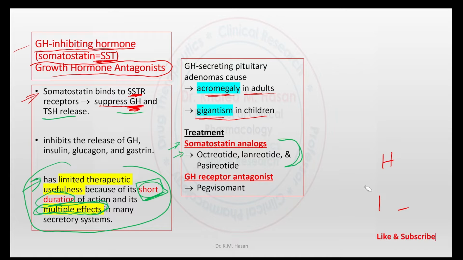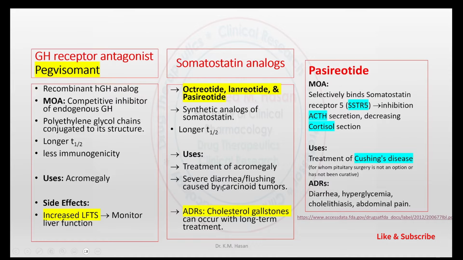Then they came up with another solution by blocking the growth hormone receptor. So we have two options. Number one, to prescribe something analogous to somatostatin: octreotide, lanreotide, pasireotide. Then we have the growth hormone receptor antagonist. So you can see we brought something similar to somatostatin, a somatostatin analog with a similar chemical structure: octreotide, lanreotide, pasireotide. These are synthetic analogs of somatostatin.